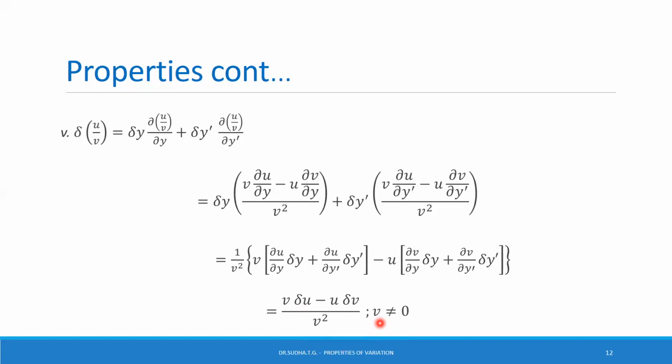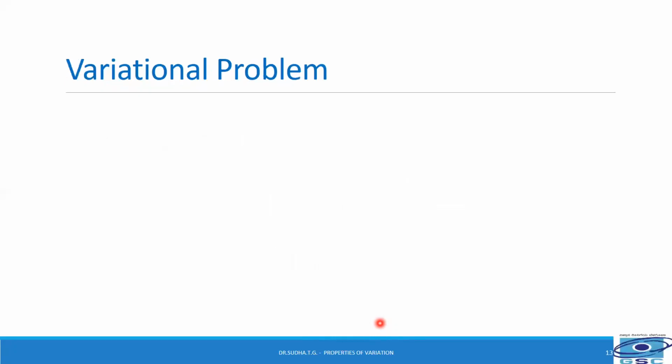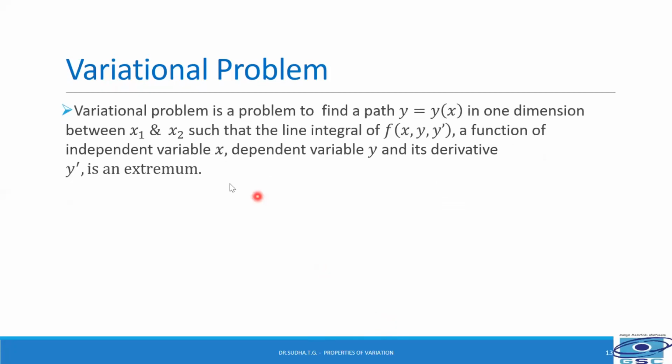Now, at the end, let us define what is variational problem. So, variational problem can be stated as a problem to find a path y is equal to y of x in one dimension between x1 and x2 such that the line integral of f of x comma y dash, which is a function of the independent variable x, dependent variable y, and its derivative y dash, is an extremum.